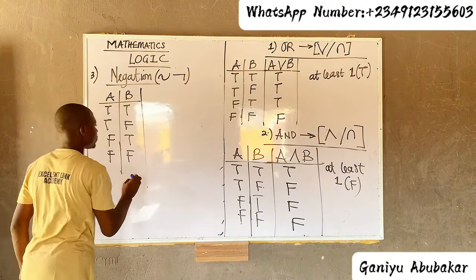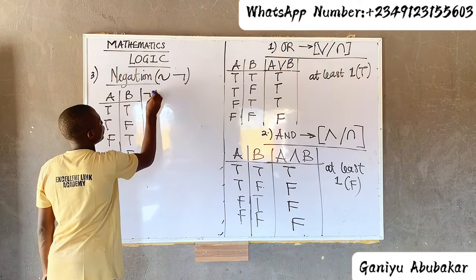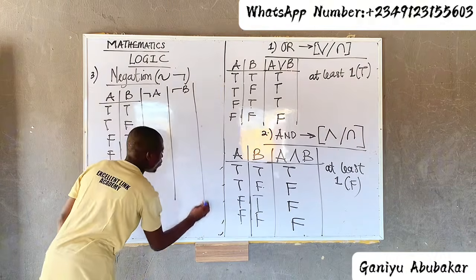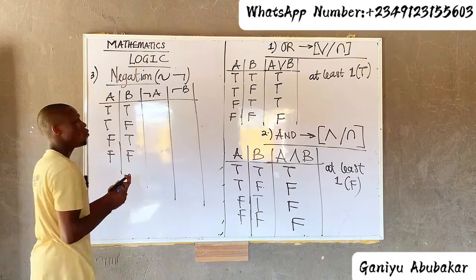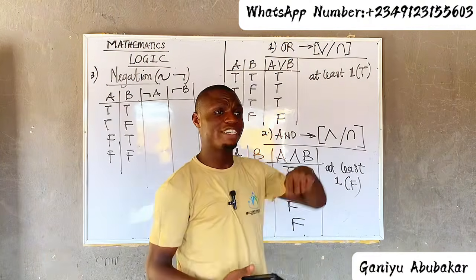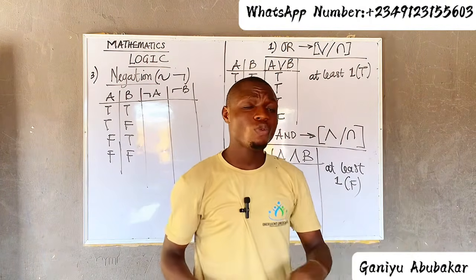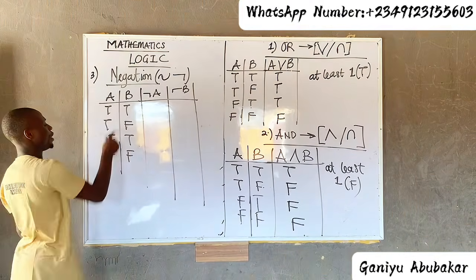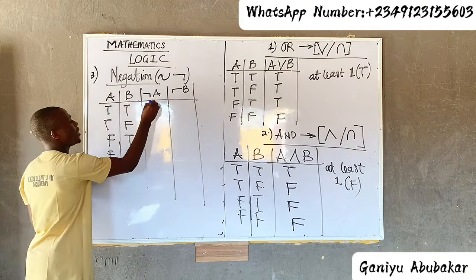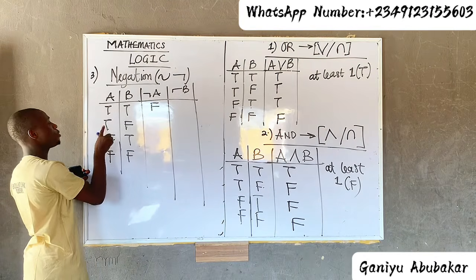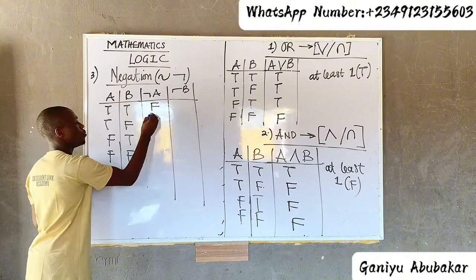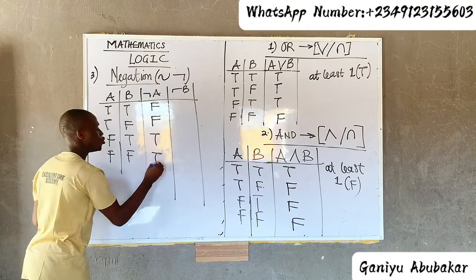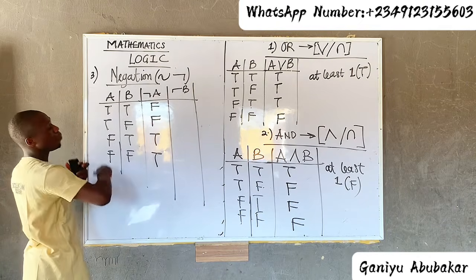Now look up, please. If I'm asked to find negation of A and negation of B, what do I do? It's as easy as this, listen up: whatever you're having as a true, change that to false. Whatever you're having as a false, change to true. Now let's focus on A. For A, I'm having true, so my answer here is false. Here I have true, so it becomes false. Here I have false, so it becomes true. Here false, true. You just change those to the opposite one.